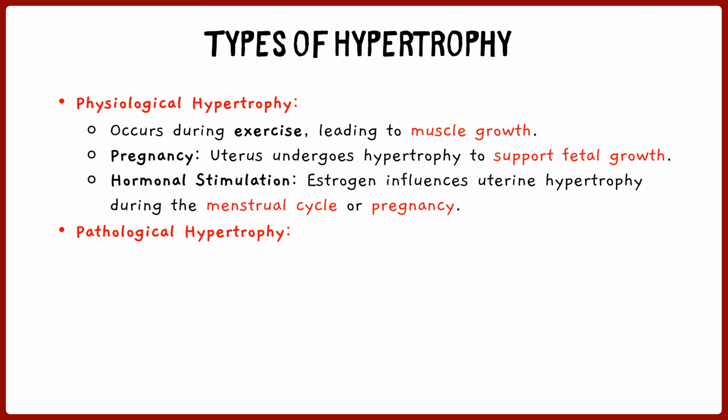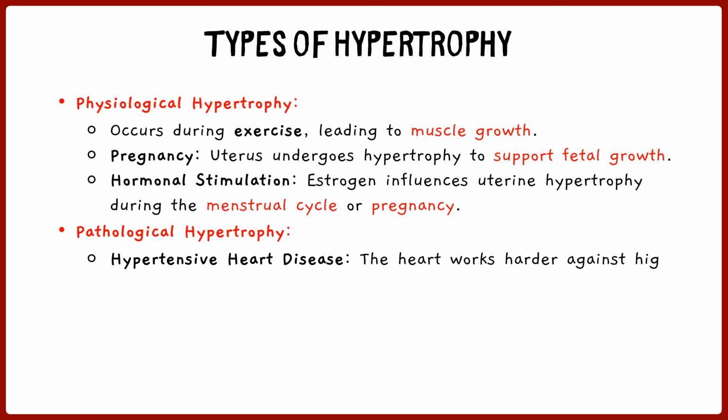Pathological hypertrophy or bad hypertrophy. So you can have, for example, hypertensive heart disease. So the heart is going to be working harder against this high blood pressure. If a patient has high blood pressure, it's going to be much harder for the heart to pump against this pressure, and that's going to require the heart to work even harder. And then this stimulus is going to lead to hypertrophy. It's usually more prominent in the left ventricle when related to high blood pressure.